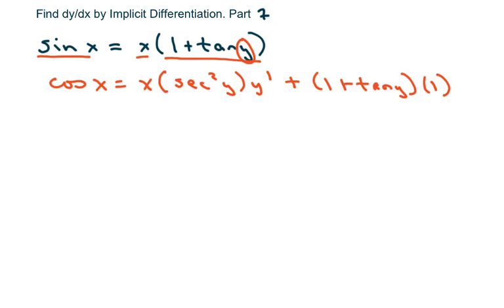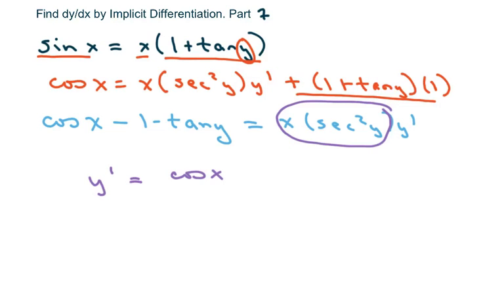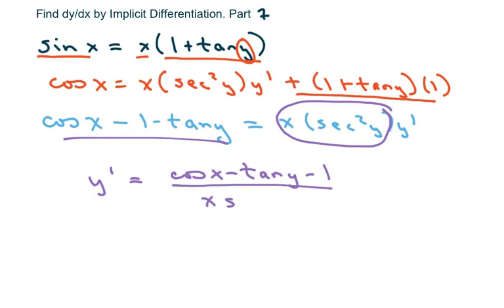So I'm going to go ahead and move this guy over to the left here. So I have cosine of x minus 1 minus tan of y. I'm distributing. And then I have x times secant squared of y times the derivative of y. I'm going to go ahead and divide both sides by this, so I get y prime equals cosine of x, and I'm going to put the tan y next, minus 1. I just rewrote it over x secant squared of y. And that's your final answer.